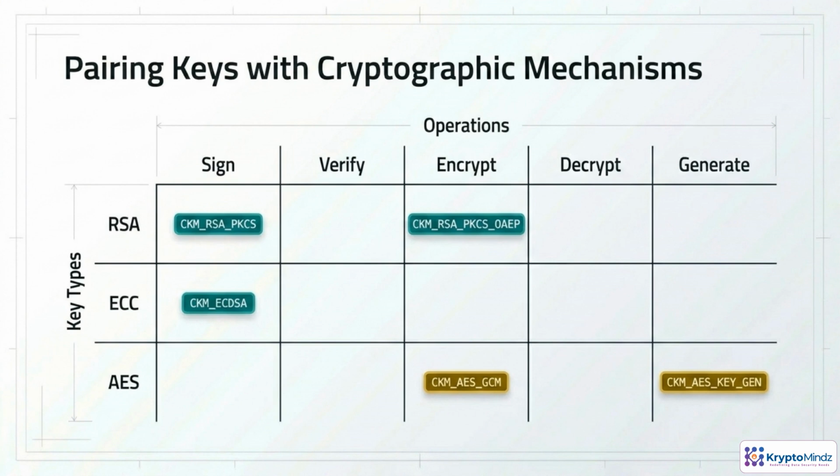PKCS #11 mechanisms are the glue between a key and a specific cryptographic operation. You're not just saying sign or encrypt. You're saying sign with RSA using this padding, or encrypt with AES GCM. Each key type only works with certain mechanisms, based on its attributes and the partition's capabilities. So when you initialize sign, verify, encrypt, decrypt, or key generation, always query the token's supported mechanisms instead of assuming they're available.